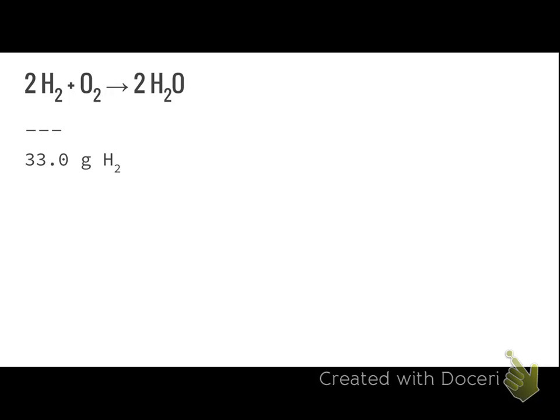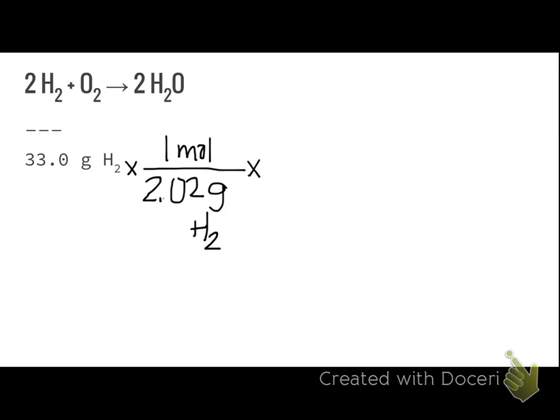So we're going to go from grams of hydrogen to grams of oxygen and see if we have more than what we need or if we need more than what we have. So got to make this into moles. So 2.02 grams of H2 is 1 mole. Then do your molar relationship. Our mole relationship between oxygen and hydrogen is 2 to 1.